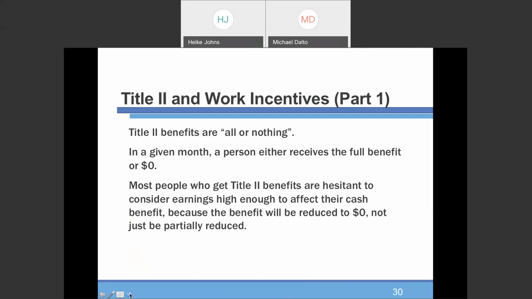Because while someone on SSI could see their SSI gradually going down as their earnings went up, a person on Title II benefits, such as SSDI, will see that their earnings can go up to a certain amount for a certain period of time, and they can keep the full Title II benefit. But if they earn any more than that for a long enough period, the Title II benefit will stop and actually go down to zero rather than just being reduced partially.